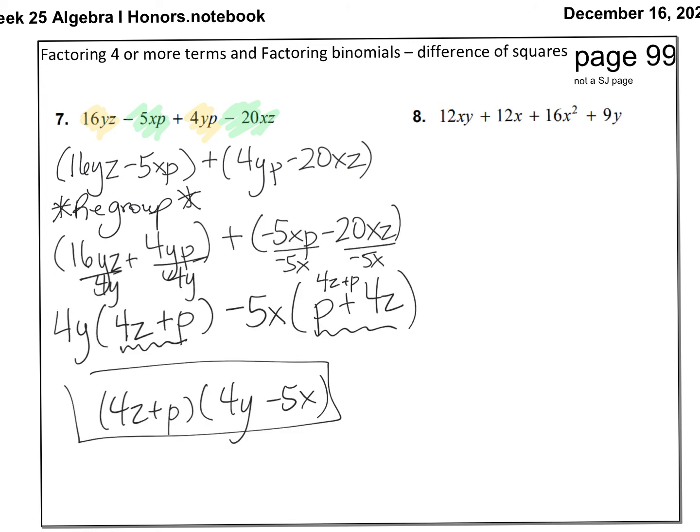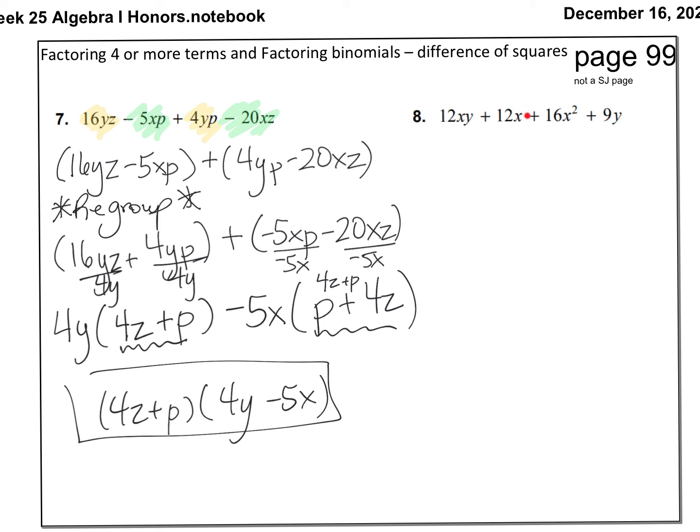Okay, so I completed number 7, and I did run into a little bit of a snag here. It appeared that this binomial and this binomial may not be the same, but if you realize that addition is commutative, then 4z plus p is the same thing as p plus 4z. So this should be close to the answer that you have. I believe we're going to run into the same thing with number 8.